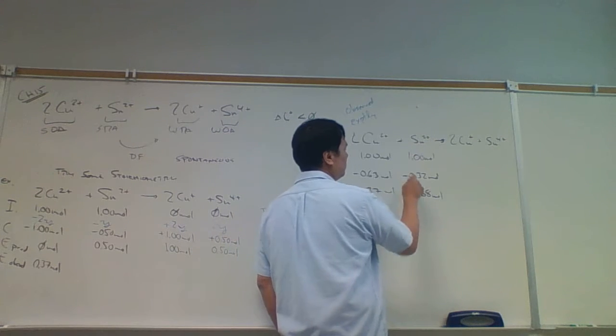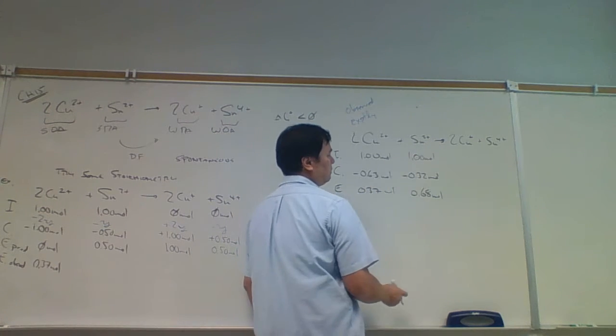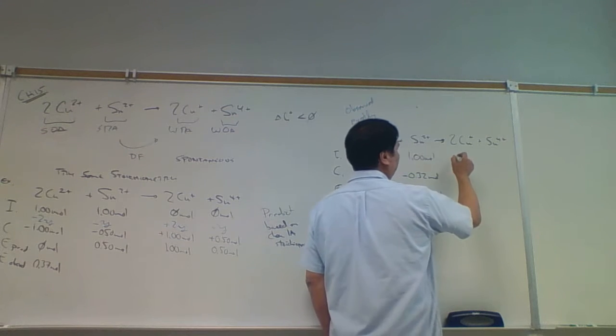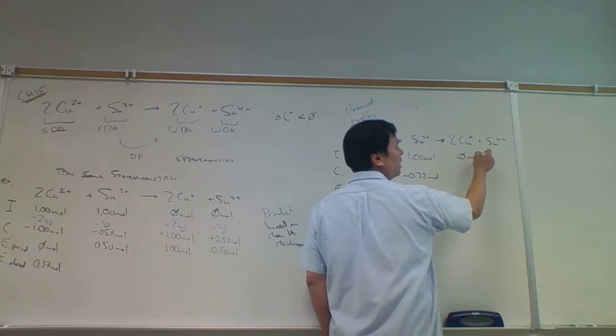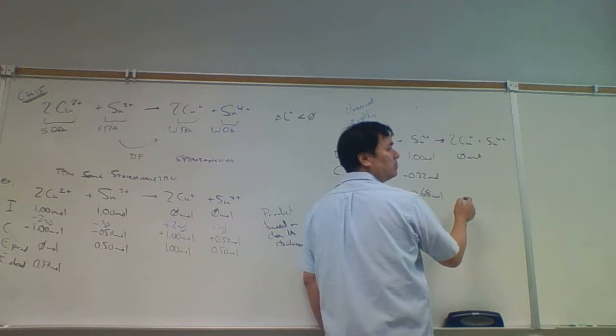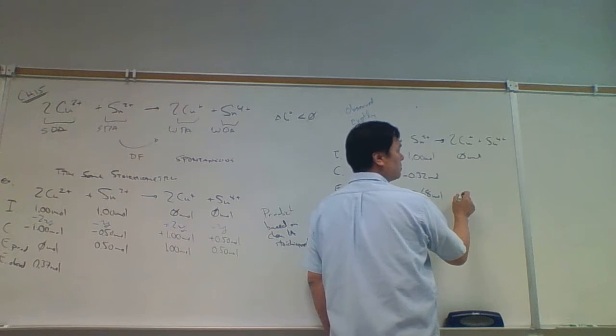And so we lost 32% of our tin. We started off with 0 moles of copper plus, but we end up with experimentally 0.64.